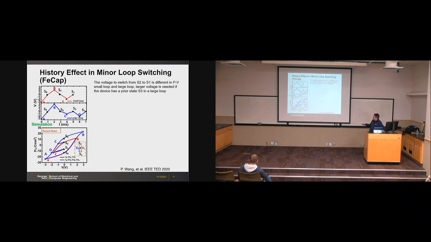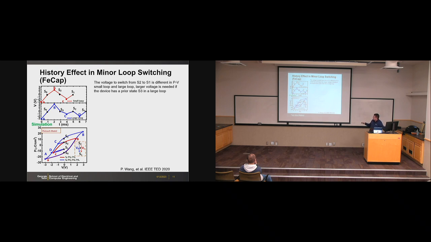We can also apply a larger voltage to go to the larger loop, from S0 first to S3, then S3 to S2, and then S2 to S1. So here, the challenge is that if you look at the same switching from the S2 to S1 state, in the minor loop we need a smaller voltage, while in the larger loop we need a larger voltage. So for the same transition from S2 to S1, we have different voltages, depending on the history, whether the device has gone through S3 or not. This depends on the prior state to determine the voltage you apply for the next switch. This is the so-called history effect.